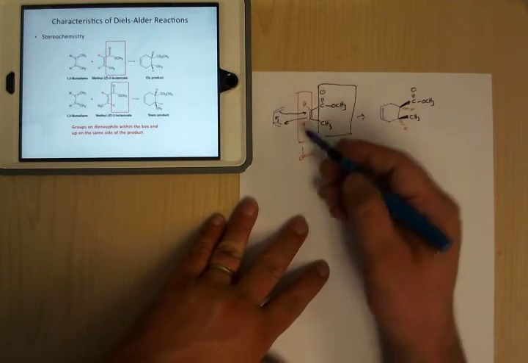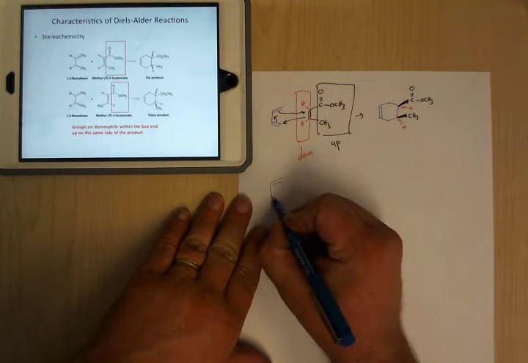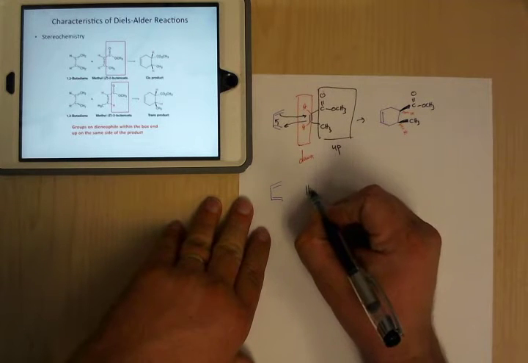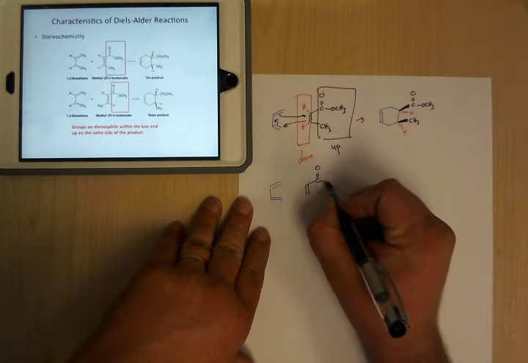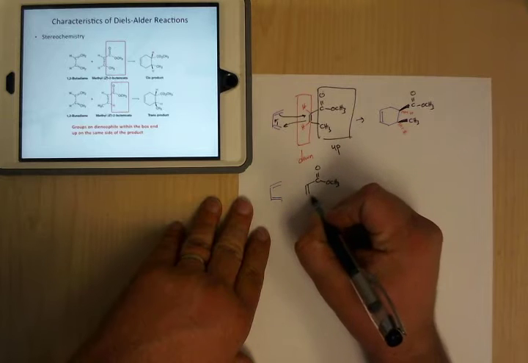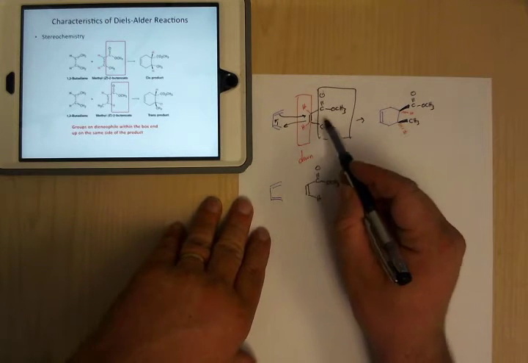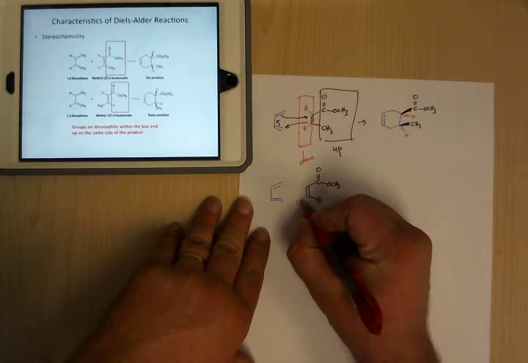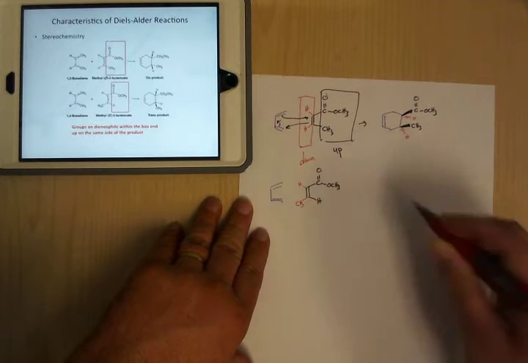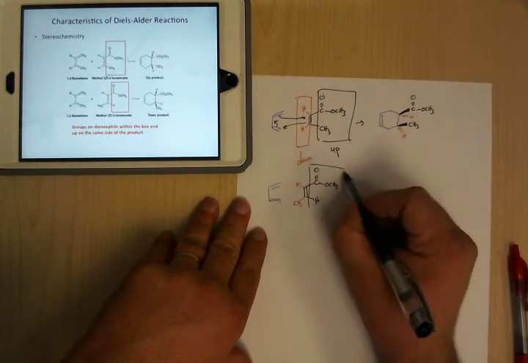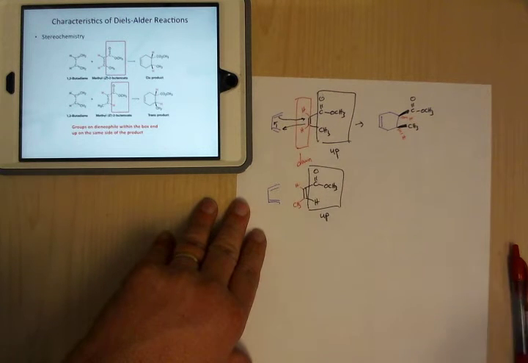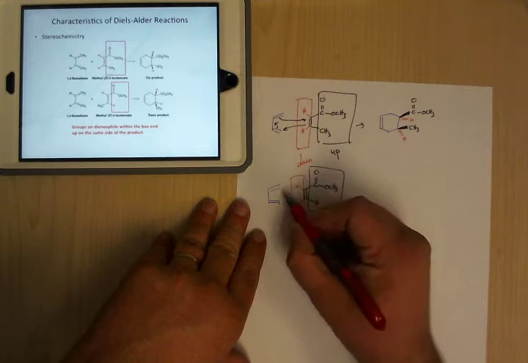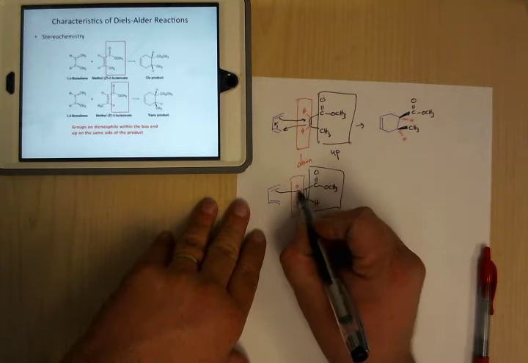Now, if we're going to have the same dienophile, but instead, this is the cis. If we're going to do this on the trans version of that same dienophile, again, we're going to say these are going to go up, so then that means these are going to go down.